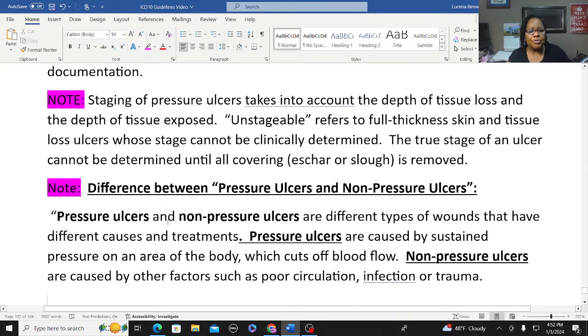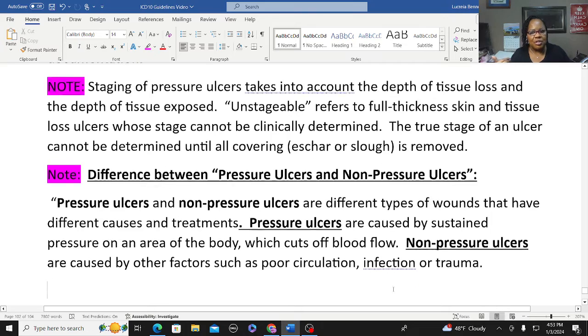Pressure ulcers and non-pressure ulcers are different types of wounds that have different causes and treatments. Pressure ulcers are caused by sustained pressure on an area of the body, which cuts off blood supply. You usually see it in your elderly when they lay in the bed in the same spot for long periods of time. Non-pressure ulcers are caused by other factors such as poor circulation, infection, or trauma. Okay, so it makes sense. Pressure, you're blocking it off due to laying in that bed, laying on those sheets long periods of time. And then non-pressure, but it's an ulcer, think of poor circulation and infection and trauma.